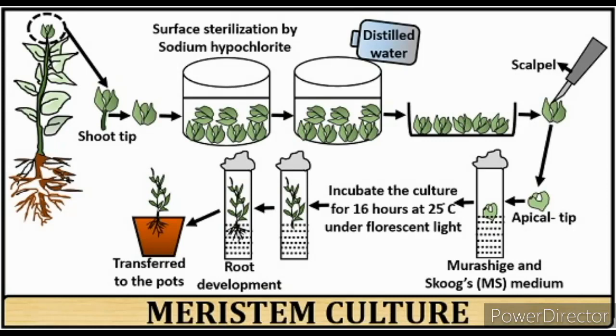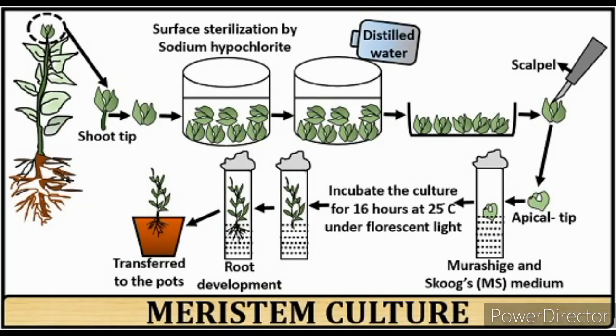Then subject the shoot tip to surface sterilization in a sodium hypochlorite solution for 10 minutes. Rinse the explant thoroughly with distilled water about 4 times. Then transfer each explant to a sterilized petri plate. Dissect the outer leaf of the shoot tip. After the dissection of the outer leaf, the apex region will get exposed, which is separated with the help of a scalpel. Transfer the apex or apical meristem to the MS nutrient medium.